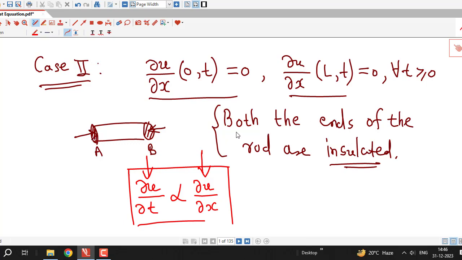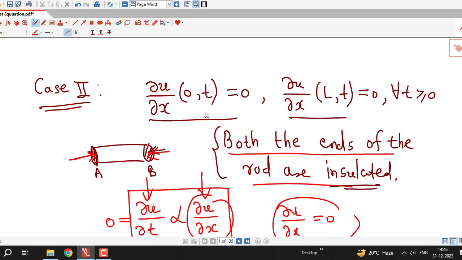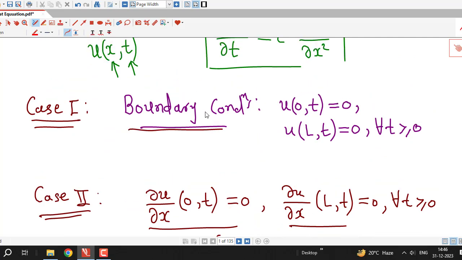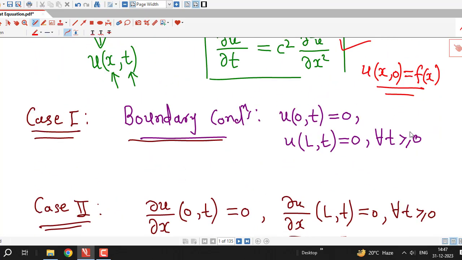Now if we assume that both the ends of the rod are insulated, that means no heat can flow through the ends, so ∂u/∂t is 0. And because ∂u/∂t is proportional to ∂u/∂x, ∂u/∂x is also 0 at those ends if they are insulated. So this is another case of boundary conditions. We are going to discuss the solution of this heat equation with initial temperature given by some function of x, say f(x), and these two types of boundary conditions.